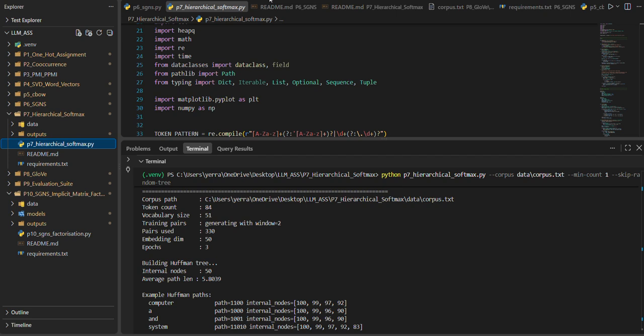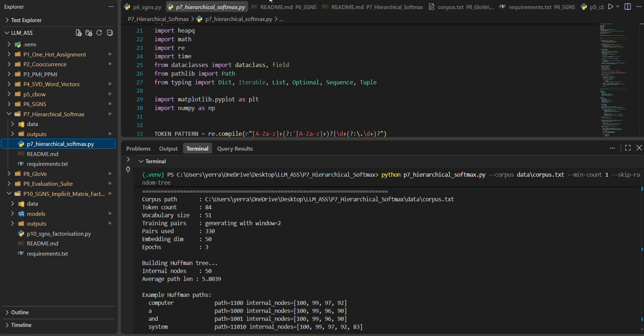This project covers building a Huffman tree from vocabulary word frequencies, assigning every word the binary path phi w, a list of internal nodes along that path, implementing hierarchical softmax as the output layer, deriving and coding gradients manually for internal node vectors UI, context or word vector VC, verifying the probability distribution numerically, comparing three different output layers, full softmax, negative sampling, hierarchical softmax, comparing training time, memory usage, final loss, and nearest neighbor quality. Comparing a Huffman binary tree with a random binary tree, measuring average path length and training time.